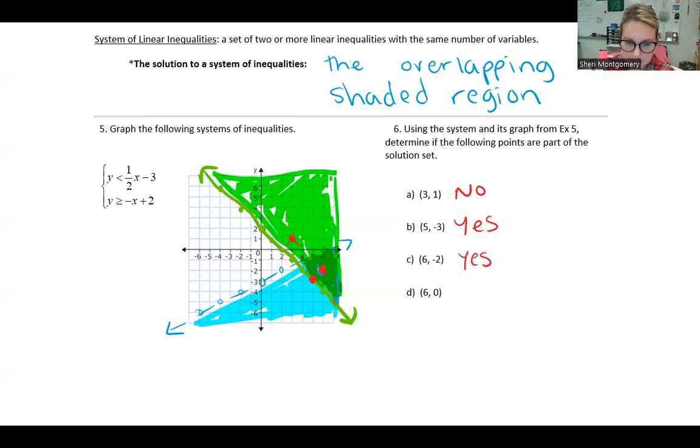And the last one is 6, 0. Is that inside the overlapping shaded region? No, it borders it, but it's on a dashed line. The dashed line has holes, so no, that one doesn't work.